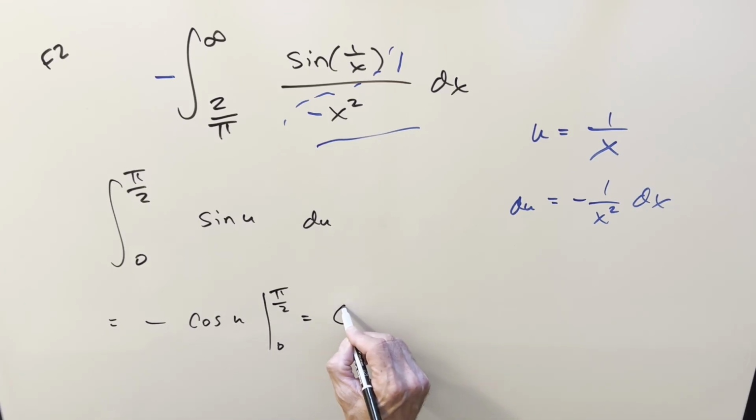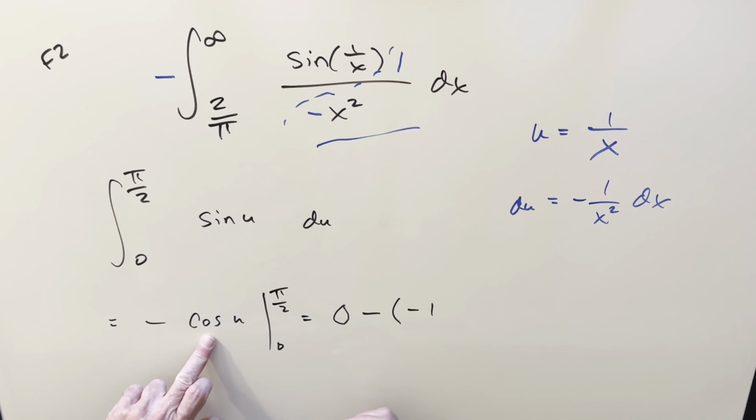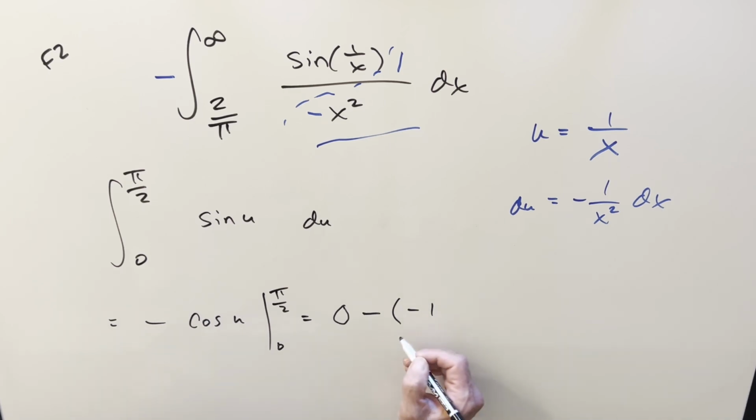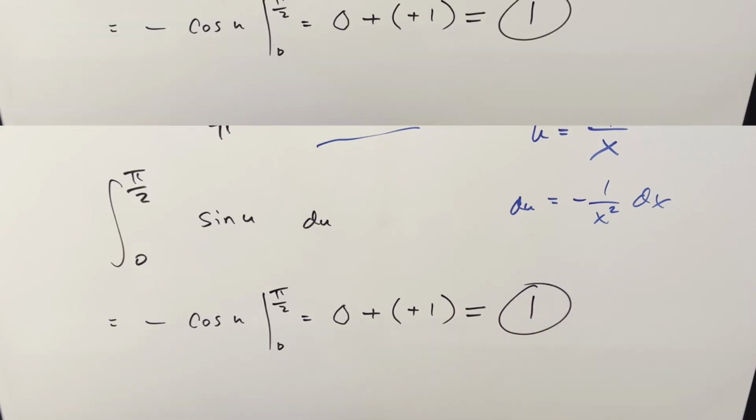So the first part is going to be a 0, minus, let me do this a little slower. I always try to be careful with this because I'll lose track of the signs. So you plug in 0 and cosine of 0 is 1, so we have minus 1 there. Minus times minus is plus, and the answer on it is just going to be a 1.